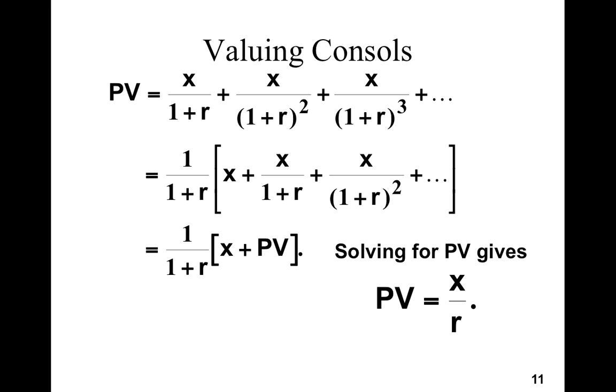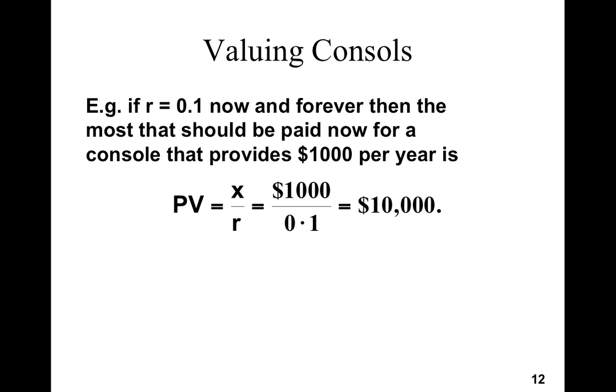So, how much is the present value of a console? Let's say that if R is 0.1 now and forever, then the most that should be paid now for a console that provides $1,000 per year is $1,000, which is the payment every year that you're going to get, divided by the rate of interest, which is 0.1. So you should not pay more than $10,000 for this particular console or this particular type of bond, which keeps on paying you $1,000 forever.